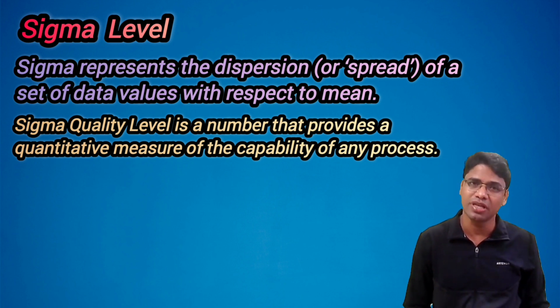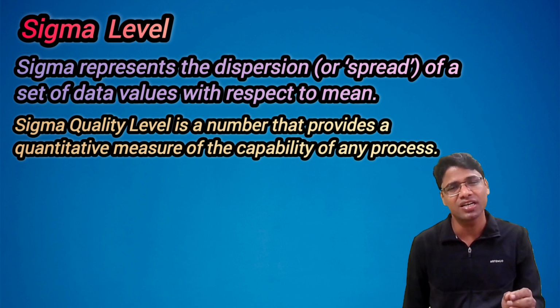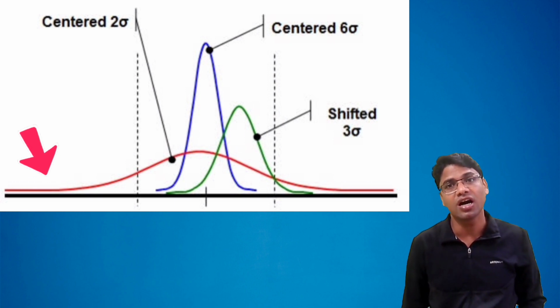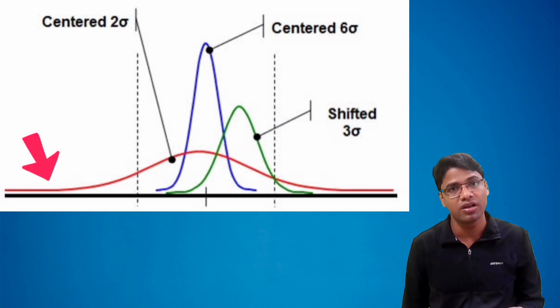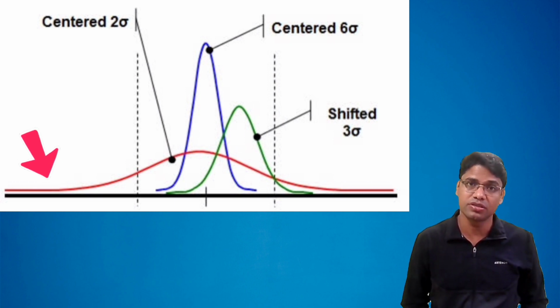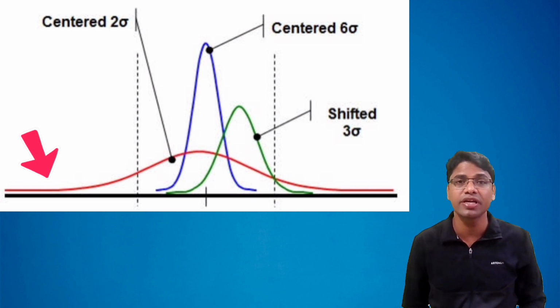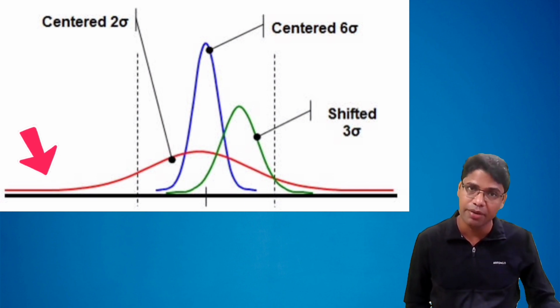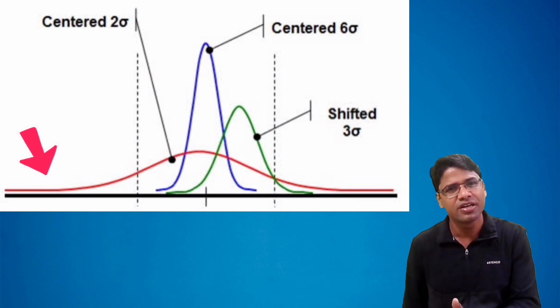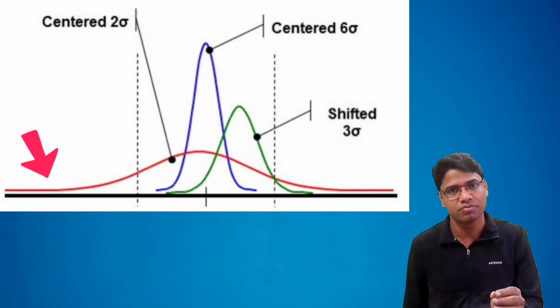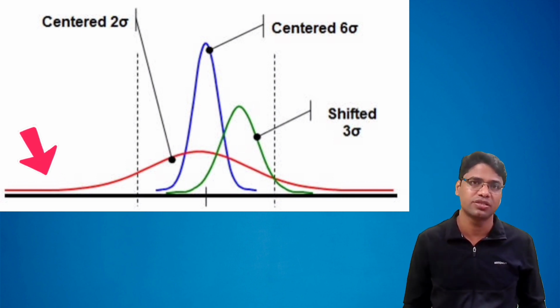Here is an example. You can easily understand with the help of this example. In the above figure, the red curve indicates a 2 sigma level of performance, where we observe that the peak value is very low and the variation from the extreme left to extreme right is very high. It is a 2 sigma level. It means too much variation.